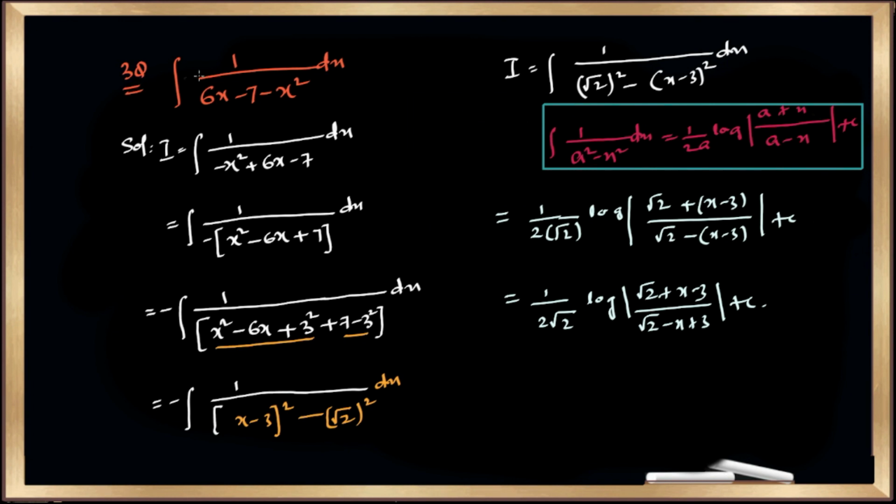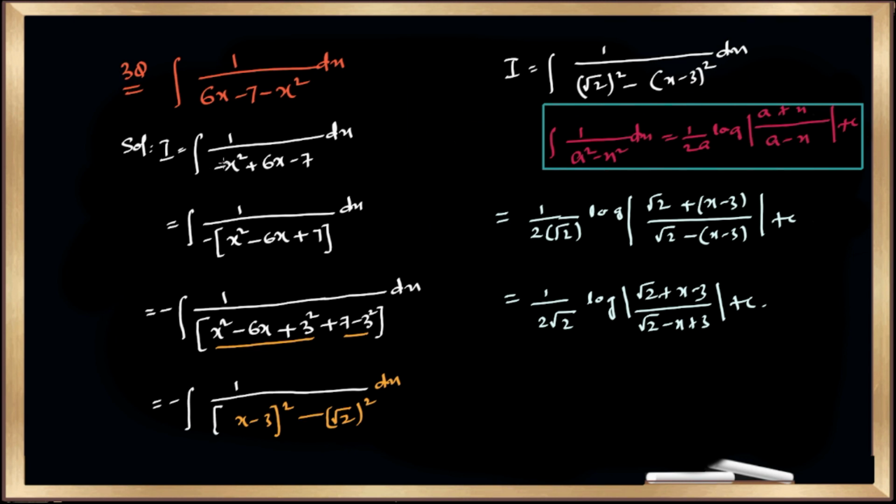Now example 3. Integral 1 by 6x minus 7 minus x square. First we have to write in order, means arrange in order. So minus x square plus 6x minus 7. For making a perfect square, we have to make the x square coefficient always positive 1.